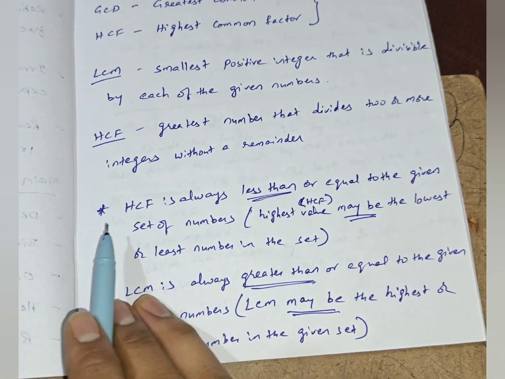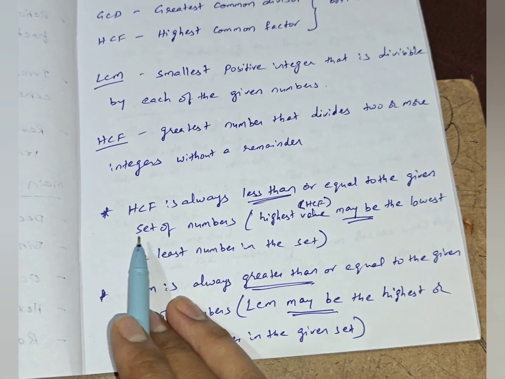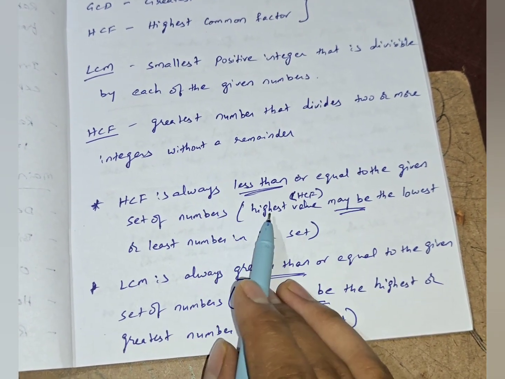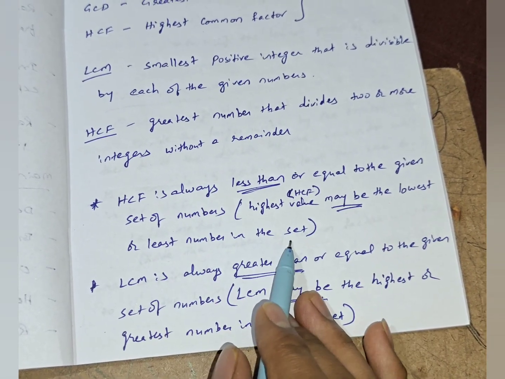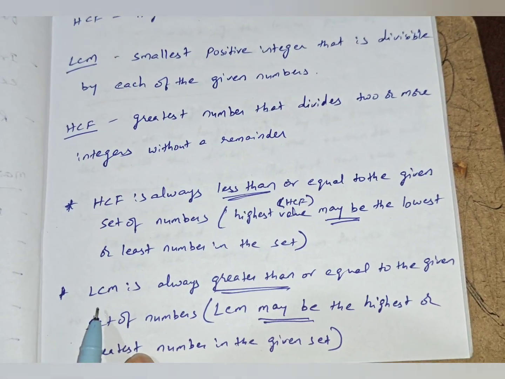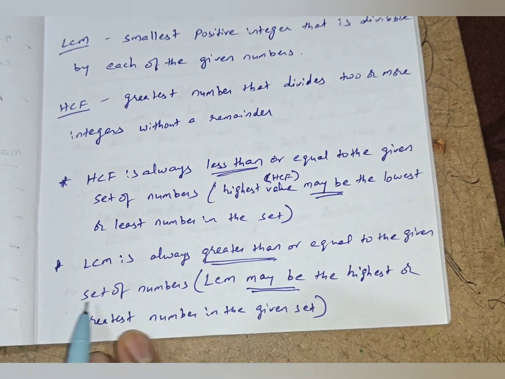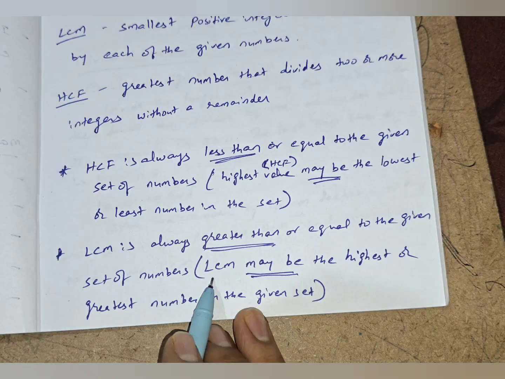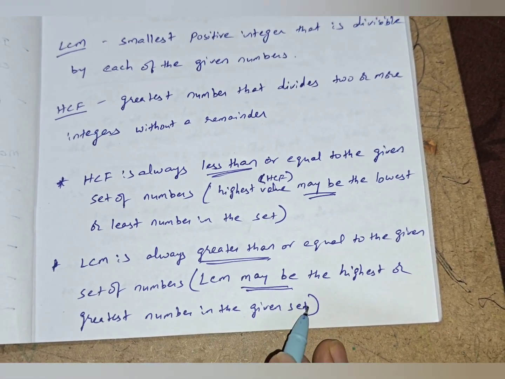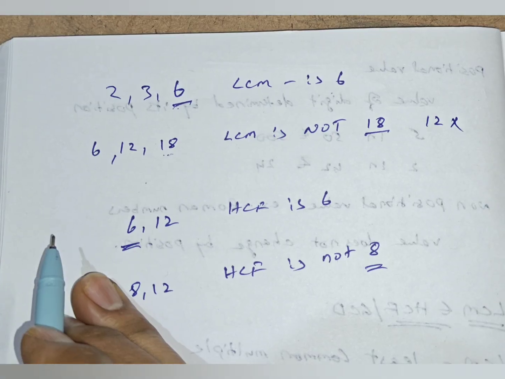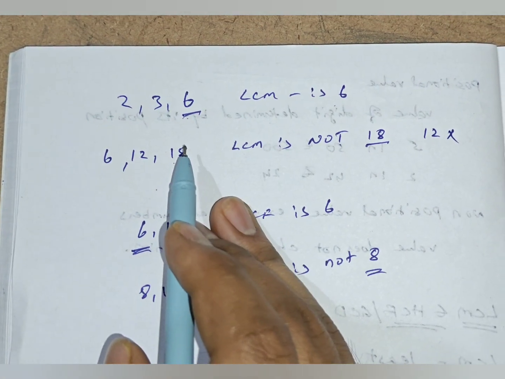Here remember one thing, HCF is always less than or equal to the given set of numbers. That is the highest value. HCF may be the lowest or the least number in the set. And LCM is always greater than or equal to the given set of numbers. For example, LCM may be the highest or the greatest number in the given set. To understand these statements, let us try to have some examples.